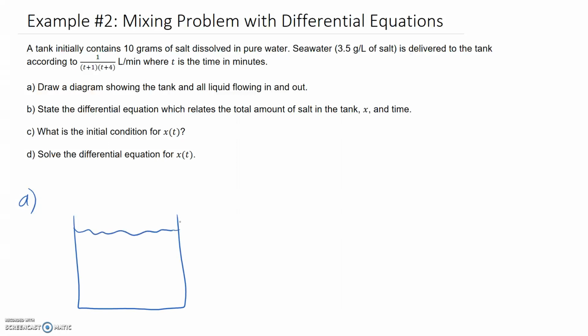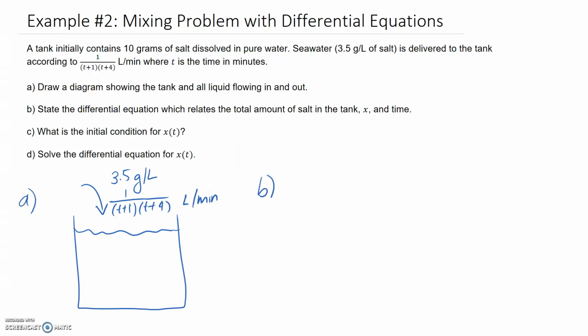So what we're told for the flow is that seawater is being delivered, so that's going to be into the tank, and the seawater has a concentration of 3.5 grams per litre, and it's going to be put in at a rate which depends on time, but it can be described by this. And the units of that equation are litres per minute. Now nothing's actually flowing out this time. So that's a complete diagram for now.